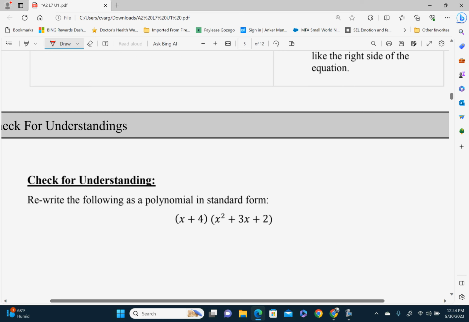So go ahead and do the check for understanding yourself and do some Delta Math problems. Check your work.